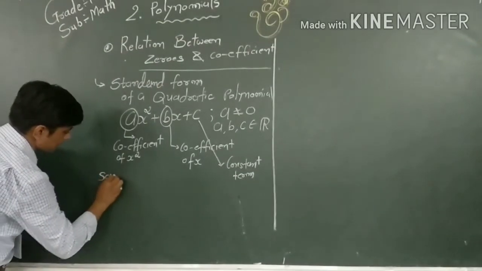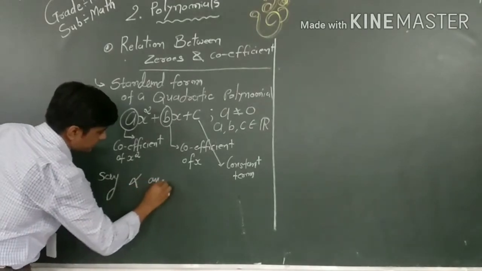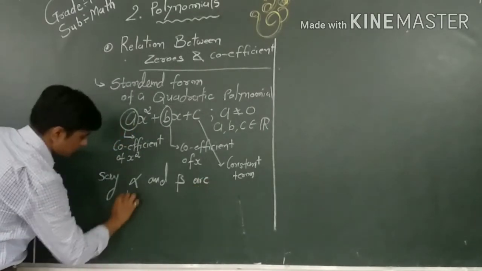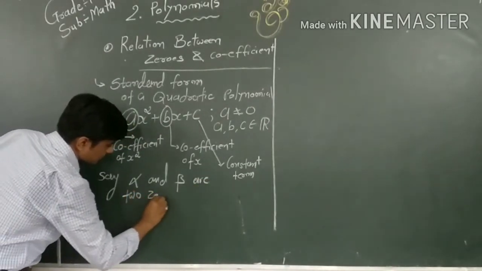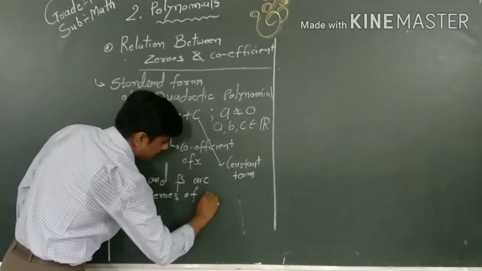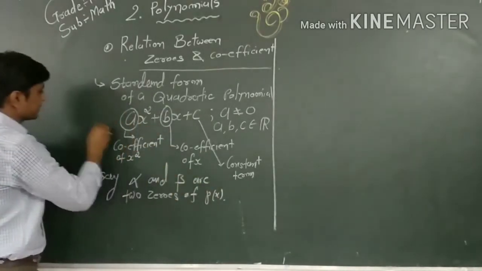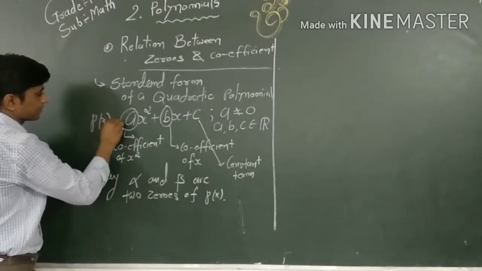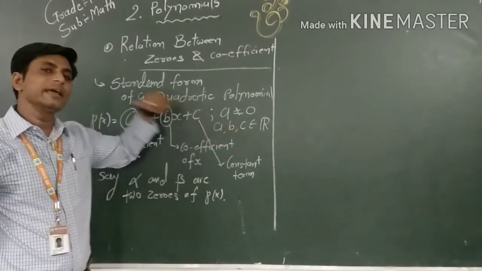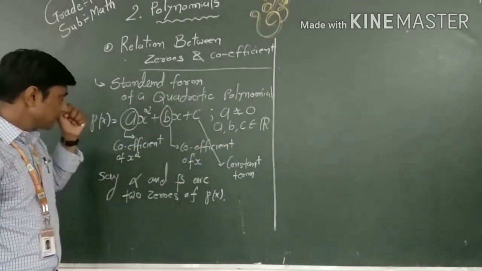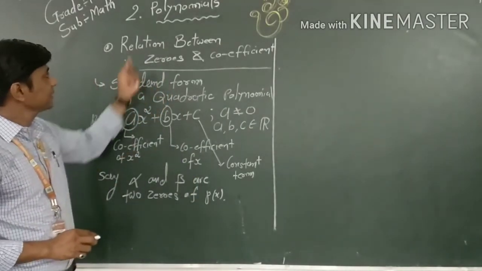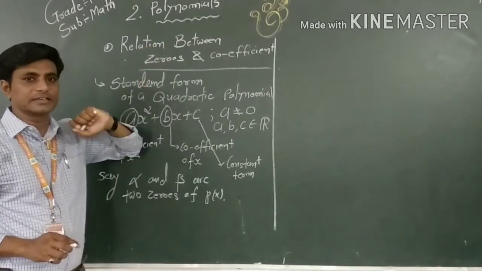Say alpha and beta are two zeros of p of x. Suppose our standard form we denote p of x. These are the two zeros of this standard form, we assume that. Now take some example and we obtain the relation between zeros and coefficients.